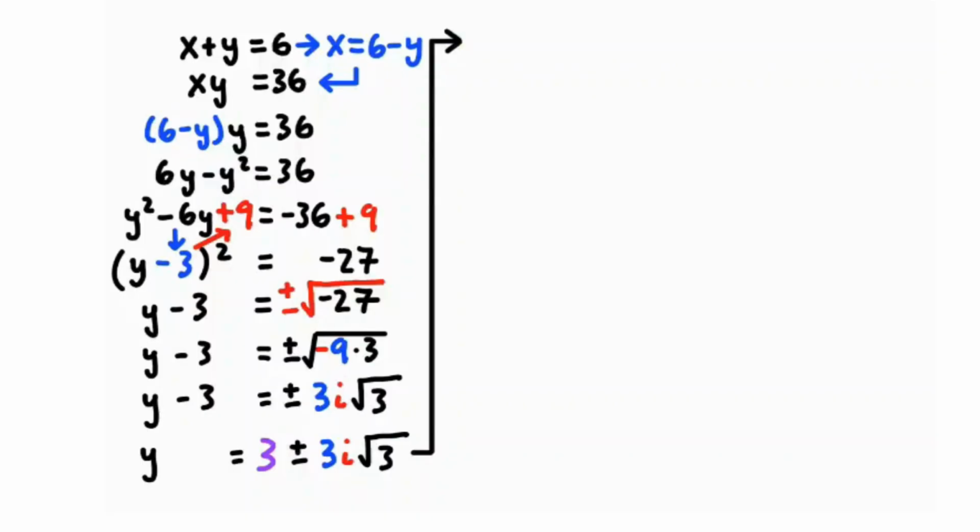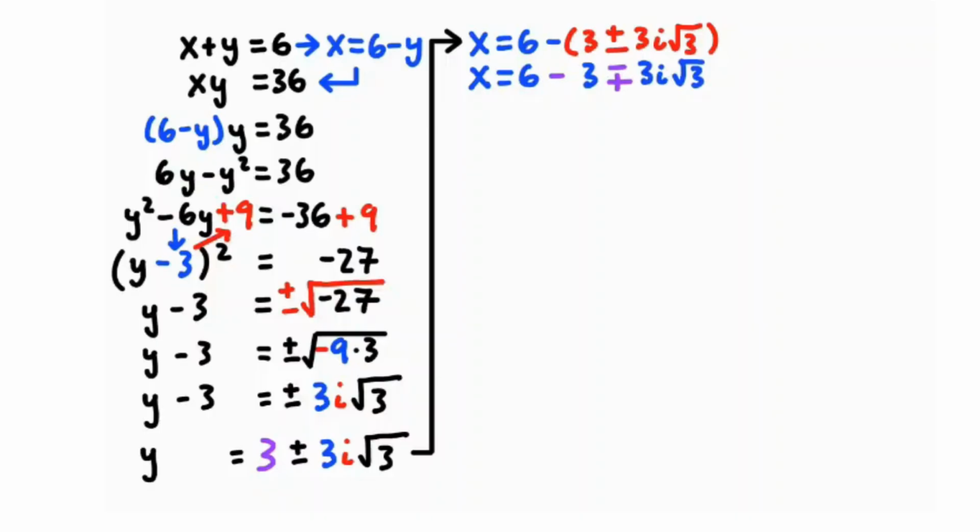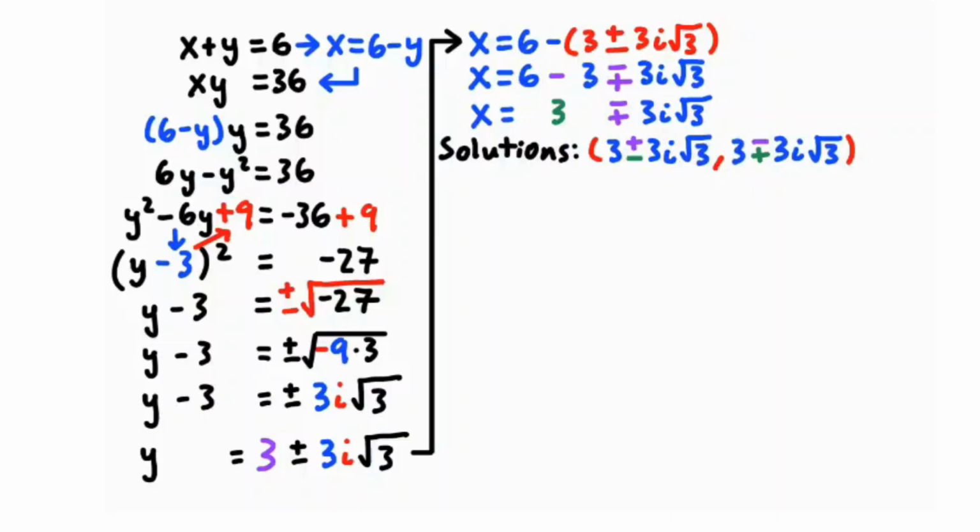So let's go over here. Since x was equal to 6 minus y, we'll substitute the y value in. So x equals 6 minus (3 plus or minus 3i root 3). Distribute the negative sign and we get x equals 6 minus 3 minus or plus 3i root 3. We'll simplify the 6 minus 3 to be 3 minus or plus 3i root 3. So our solutions: 3 plus or minus 3i root 3, comma, 3 minus or plus 3i root 3.